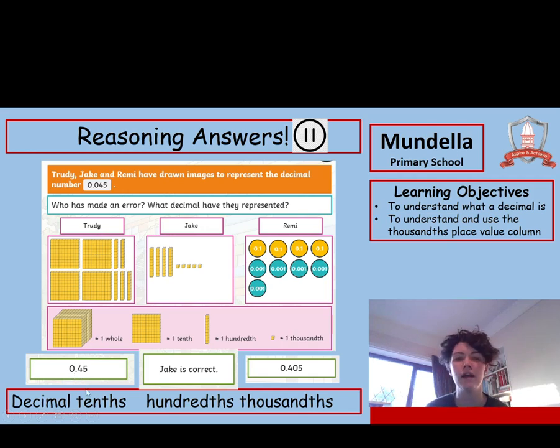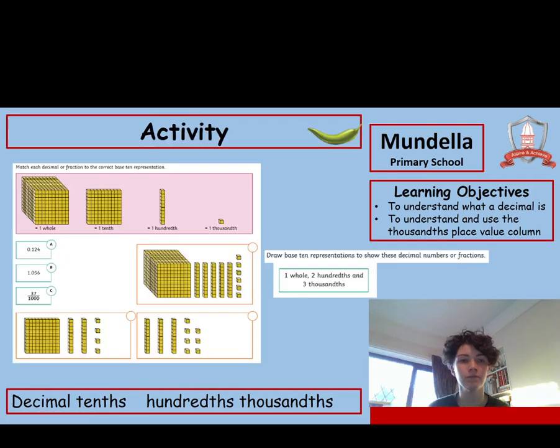So that's not correct. Remy has used place value counters. He's got 1, 2, 3, 4 tenths, so 0.4, and then 1, 2, 3, 4, 5, not hundredths, but thousandths. So he's made an error because he's put 0.405. So that leaves Jake with the correct answer. Very well done if you got that correct.